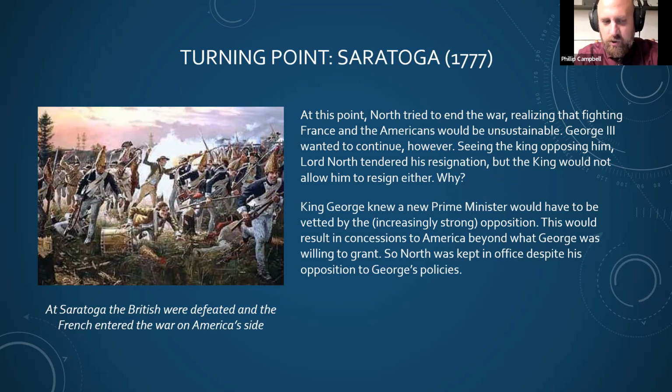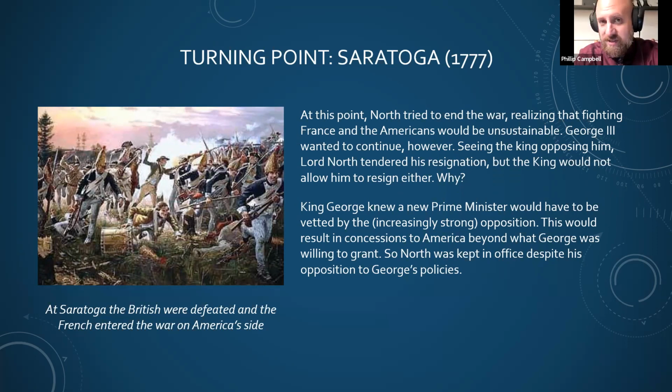So the opposition to King George in the war was getting increasingly strong after the Battle of Saratoga. The king knew that if he tried to appoint a new prime minister, in order to get the votes to approve him, he was going to have to make concessions to America. Basically, the opposition was going to say, we will only vote for your nominee if you agree to X, Y, and Z concessions. And King George did not want that. He wanted to keep all the cards in his hand regarding America. And so Lord North was kept in office because the king knew that he would have to make concessions if he tried to appoint someone new.